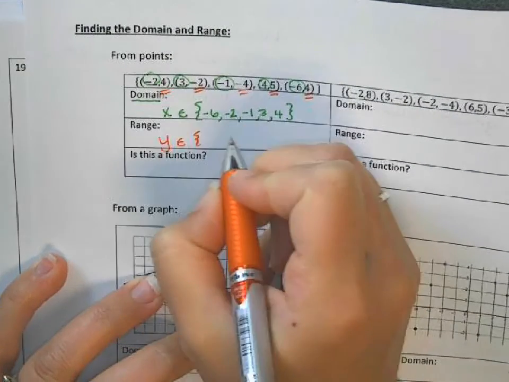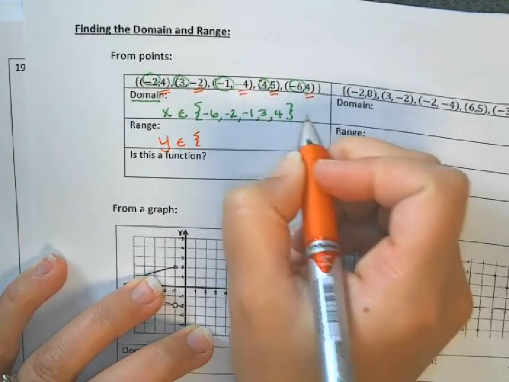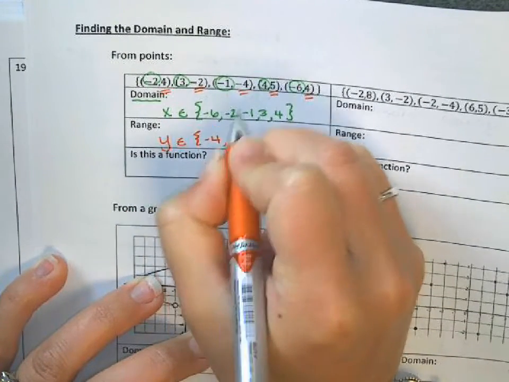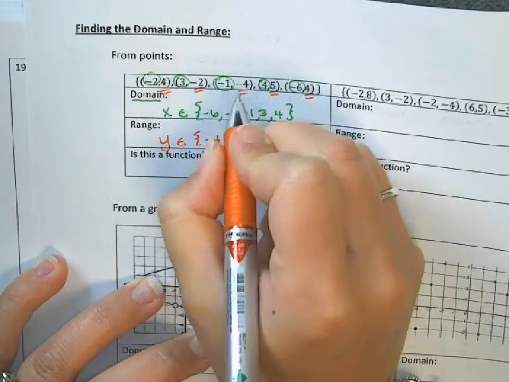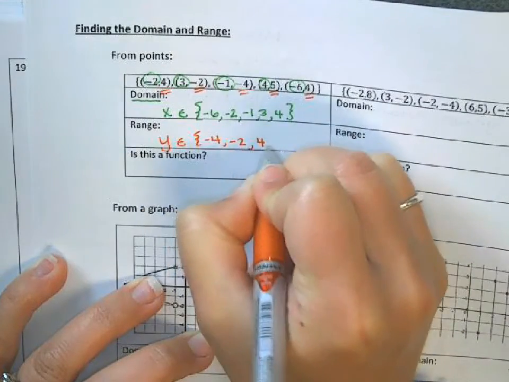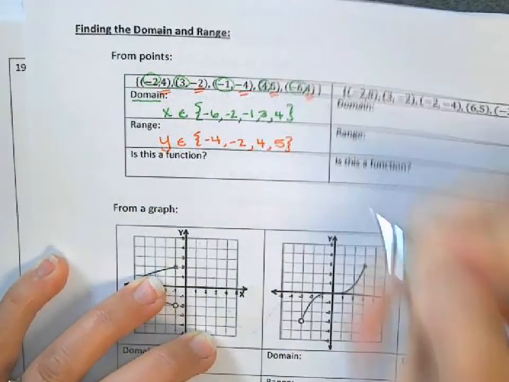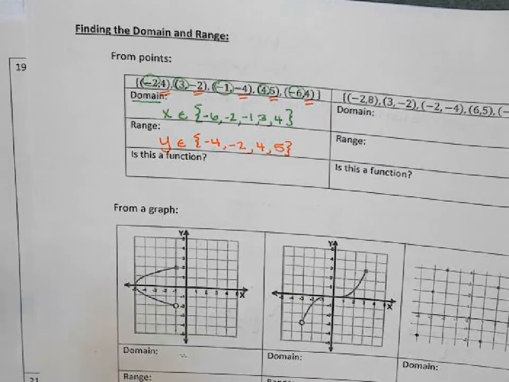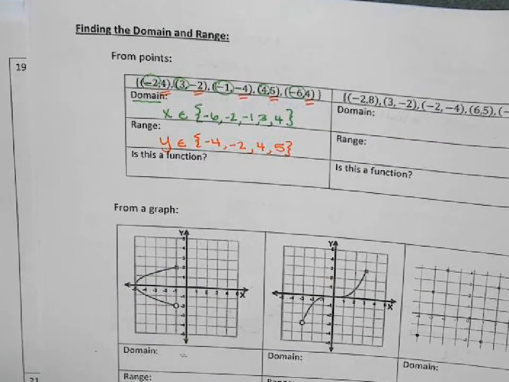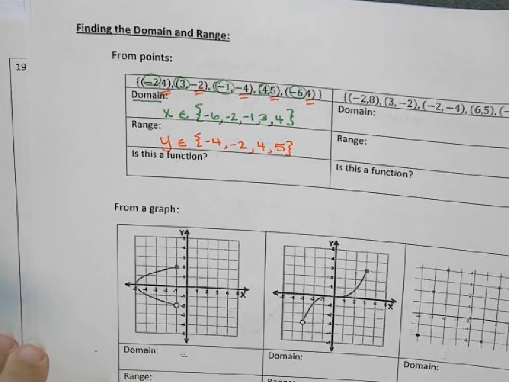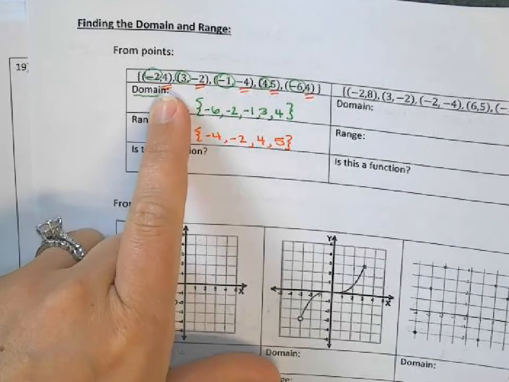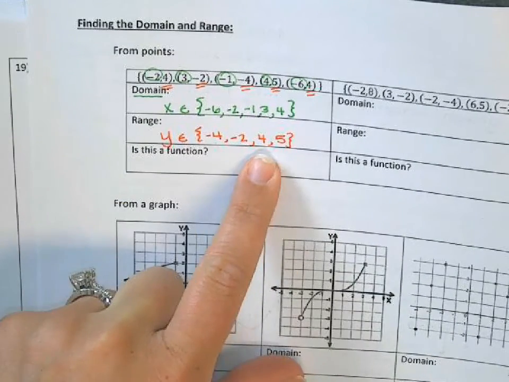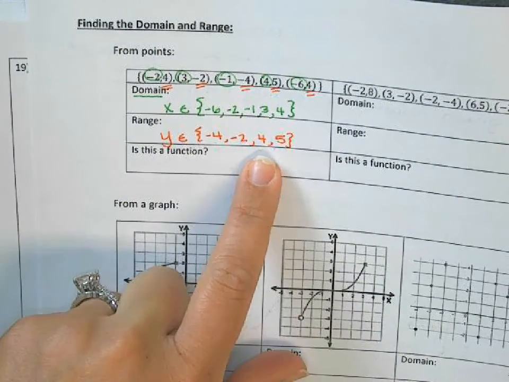So we're going to look and we're going to list those from least to greatest. -4 being the smallest. And -2. 4 and then 5. Now the reason I chose to list these from least to greatest is so that I don't have any repeats in my list. Okay? You can see that 4 is the repeated number here, but I'm not going to write 4 twice because it's the exact same number.